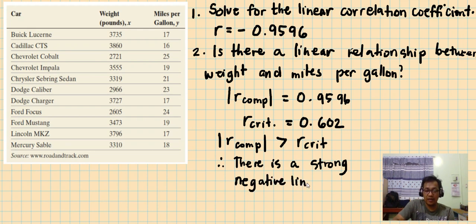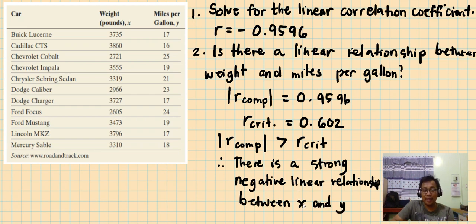linear relationship between X and Y, or you can say between the weight of the car and the miles per gallon of the car. Okay, so we have proven that there is indeed a linear relationship between the weight of the car and the miles per gallon of the car.